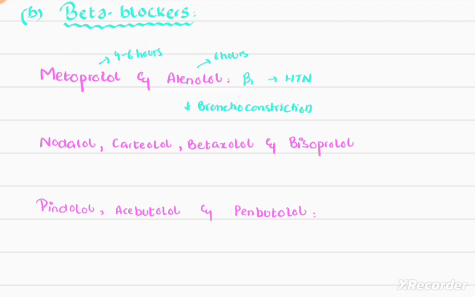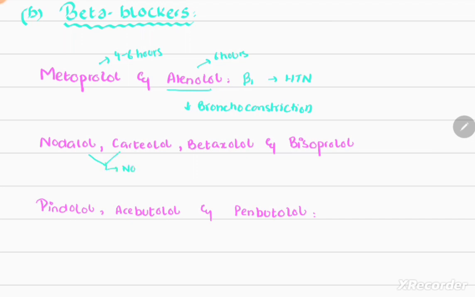And atenolol is less efficacious than metoprolol in preventing the complications of hypertension, but both of these drugs can be used. The other class of drugs, which is nadolol and carteolol, are again non-selective beta blockers.